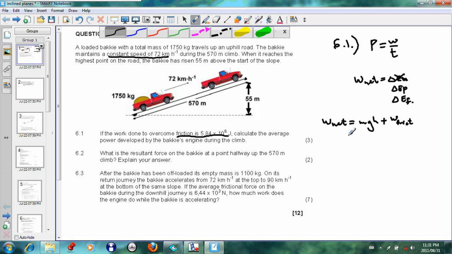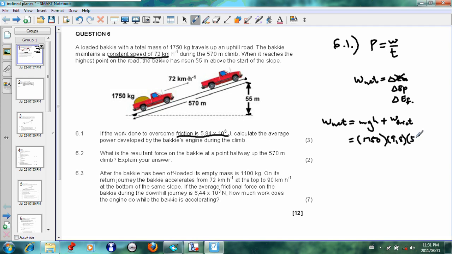Now, if we continue, the mass of the bakkie is 1750. Gravity is 9,8, and our height is 55 meters, plus the energy gained by friction will be 5,84 times 10 to the power 6 joules. And let's take our calculator and work this out.